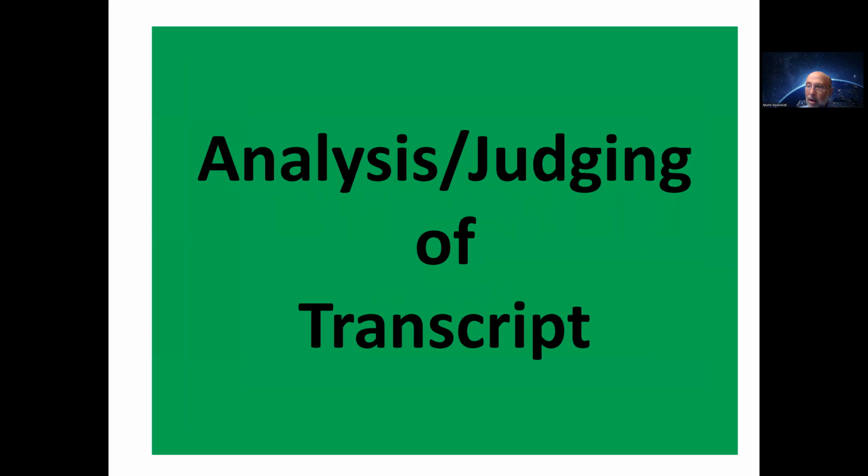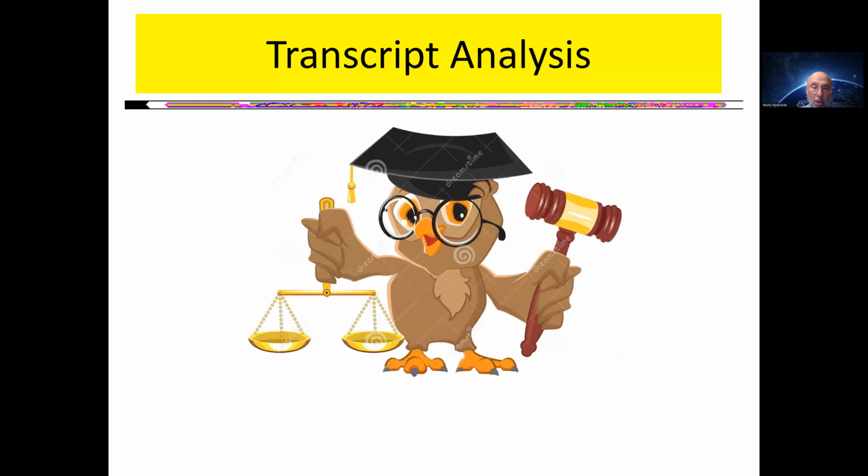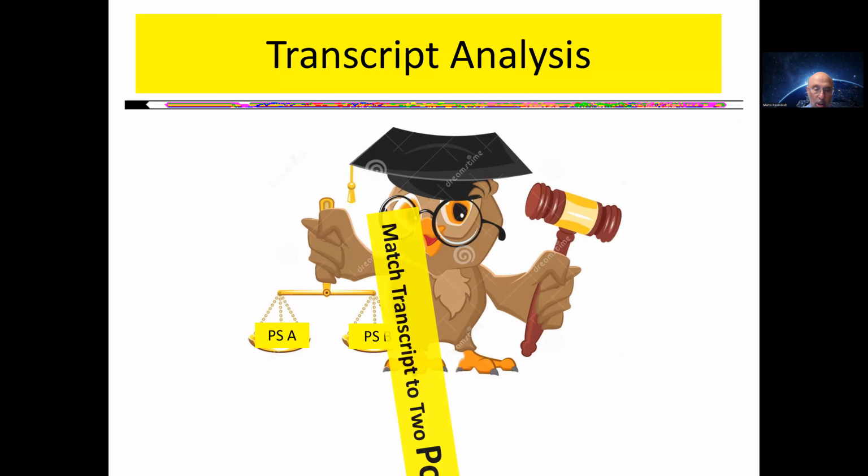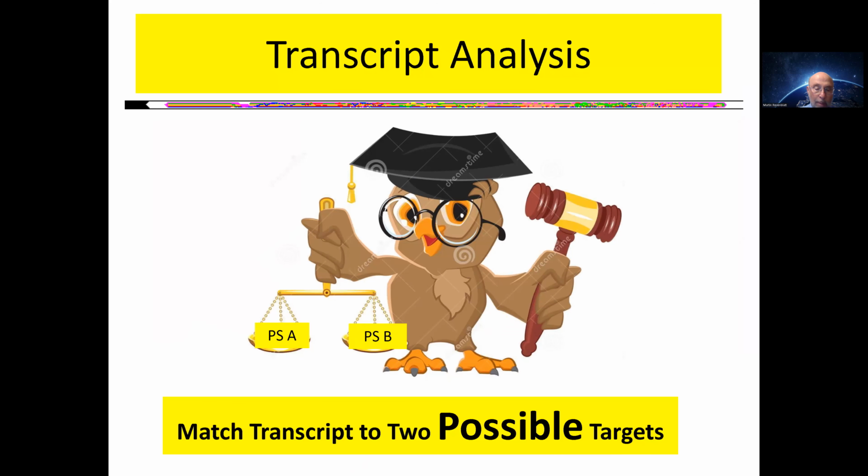Okay, so now that you've got them numbered, we're ready to start our analysis and judging. And that comes down to choosing between photosite A and photosite B. We have no idea if that means black or red-green. Just photosite A, photosite B for now. And you're going to match your transcript to 2 possible targets.